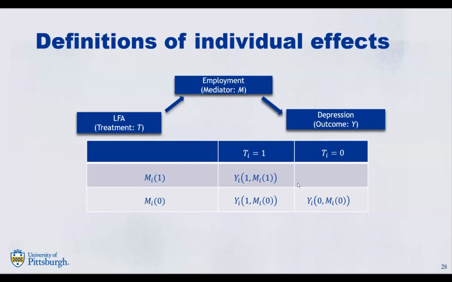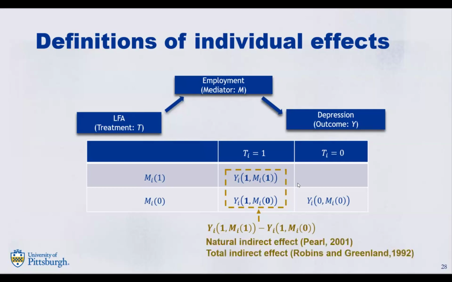Now, try to think about which two cells we should compare if we want to see how the treatment-induced change in the mediator affects the outcome while treatment is unchanged. I believe most of you have already had the answer in mind. We're going to compare these two potential outcomes, where the treatment is held at 1, while the potential mediator is changed from M0 to M1. In the literature, this is widely known as natural indirect effect. It is also called total indirect effect.